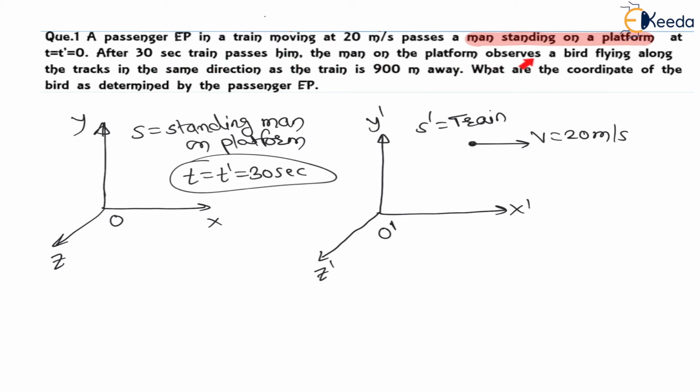The man on the platform observes a bird flying along the track in the same direction. Here there is a bird, right? Let us say this is a bird. You can observe.